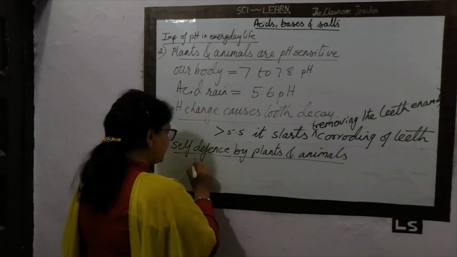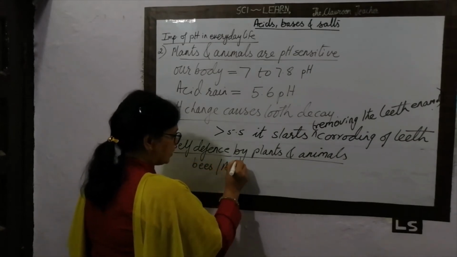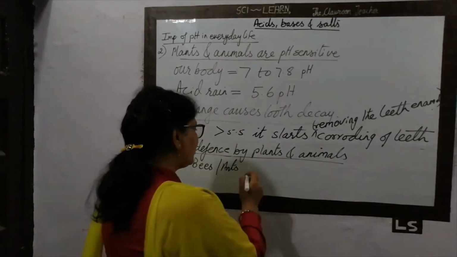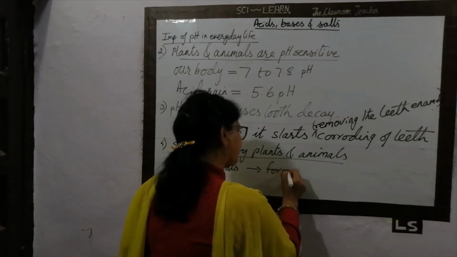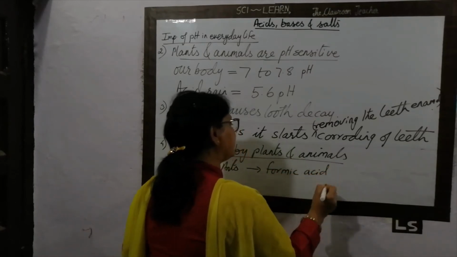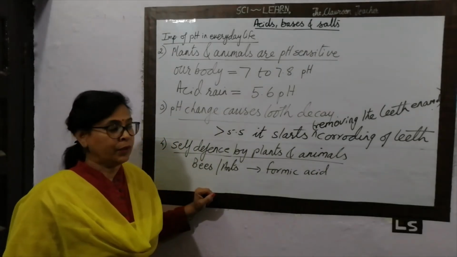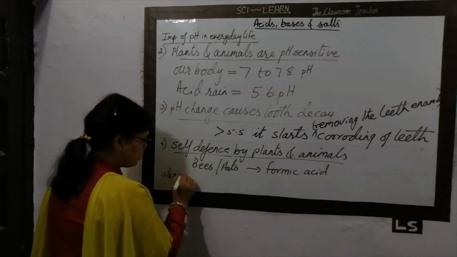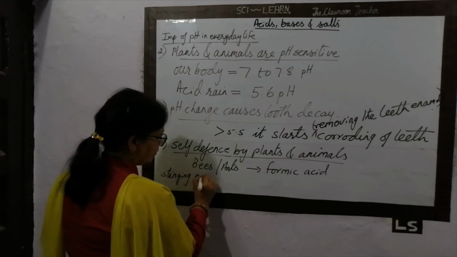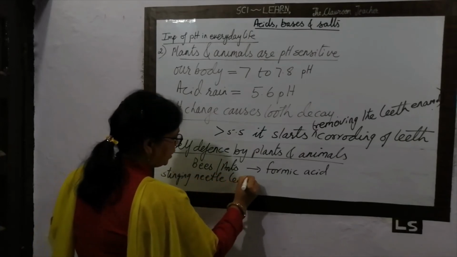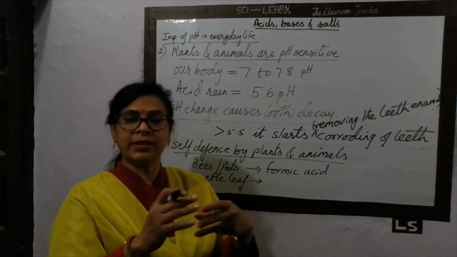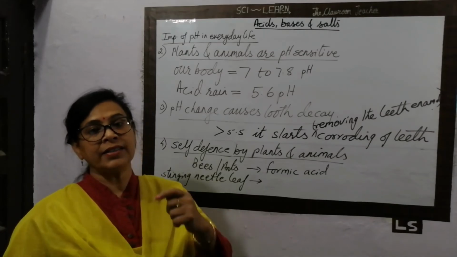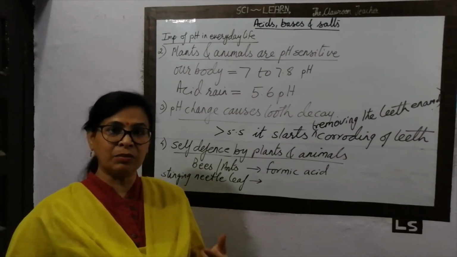You know the names of bees, ants or wasps. All these are small insects which contain formic acid. When this formic acid enters our blood, it produces irritation and pain. One plant is called the stinging nettle leaf. It is present in the forest, and when we move through these leaves, they enter our skin and release some acid there and produce irritation, burning, etc.